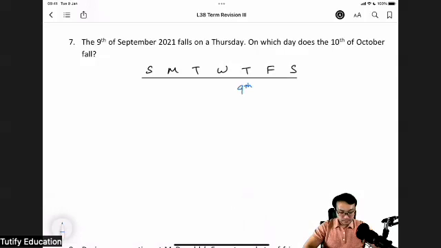Next Thursday is the 16th. All you need to do is add 7. Why 7? Every week has 7 days. Yes, because there are 7 days in a week. You just need to add 7.